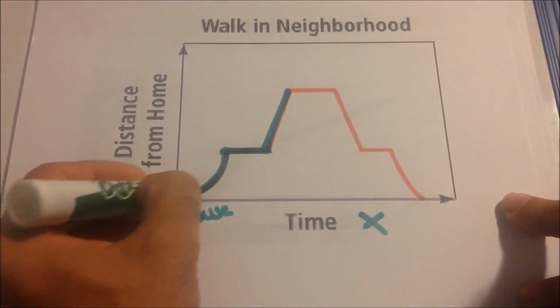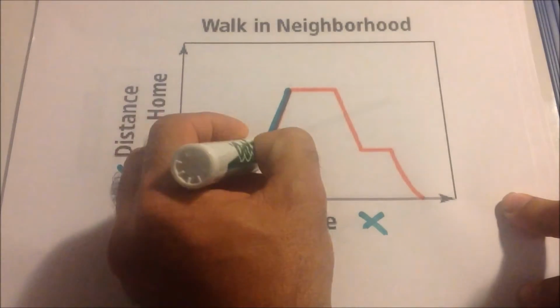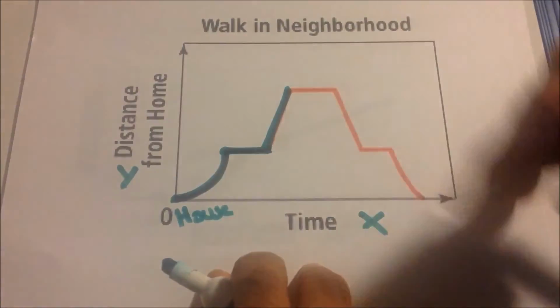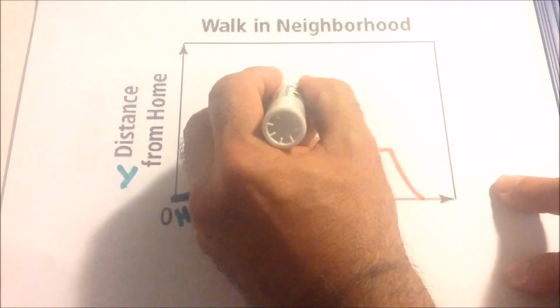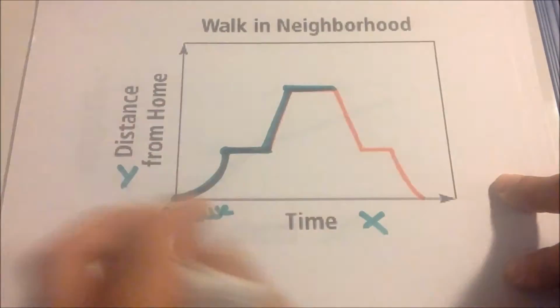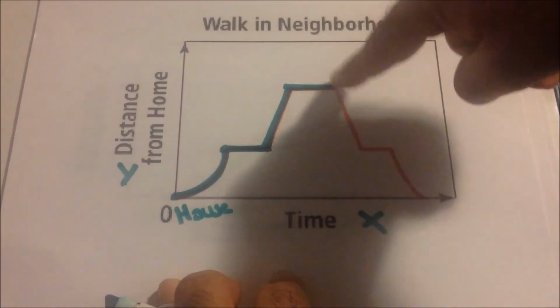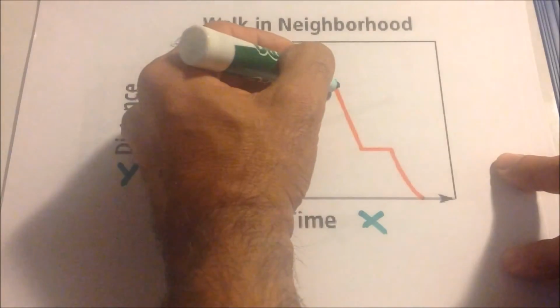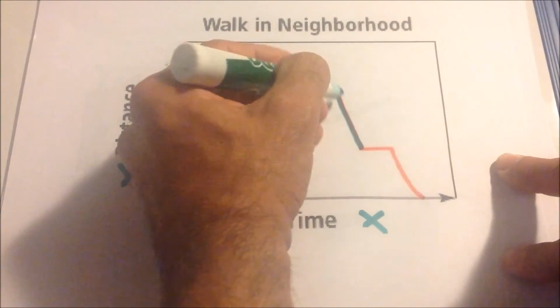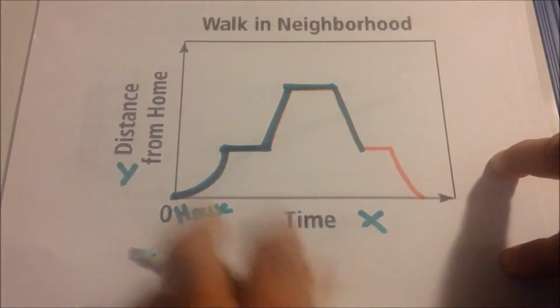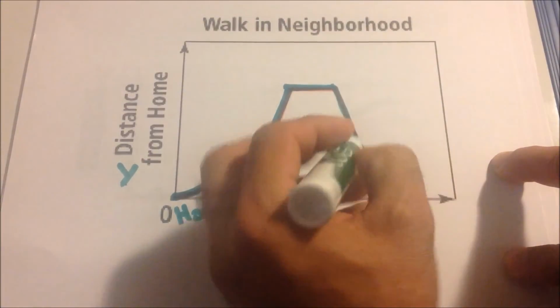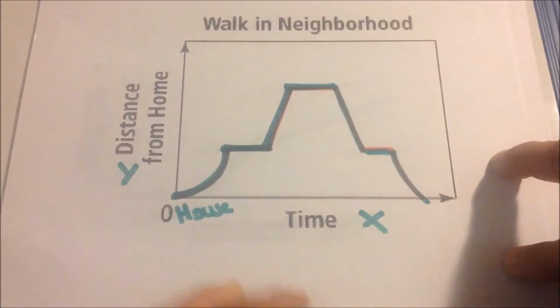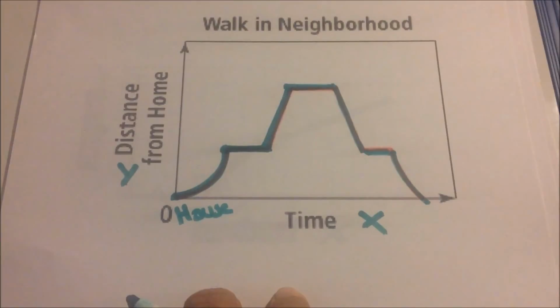Here we were going pretty quickly. We stopped at a constant rate. Then what do we do here? Looks like we stopped again. Now if we're going down, this is negative now. Now we're going back home. We stopped for a while, and then we quickly went back home. So that's how you would explain that type of graph.